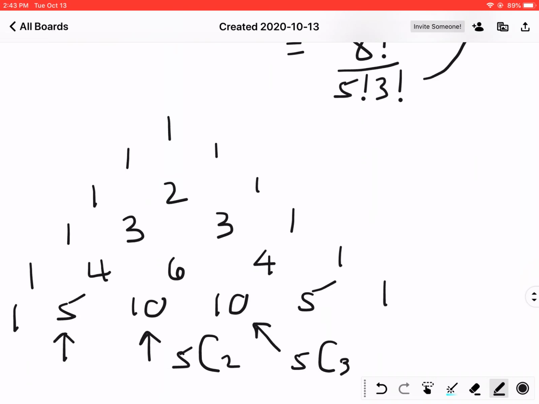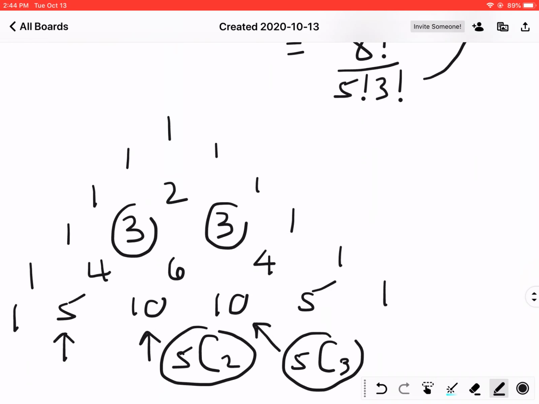And you know what? If I have a group of 5 people, if I pick 2 of them, I'm also not picking 3 of them. I could have just as easily not picked 3, picked 3 and left 2, which is why this and this are the same. You will notice this number here and this number here are the same.